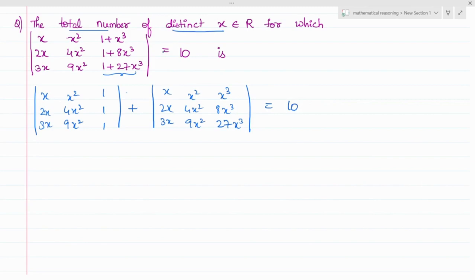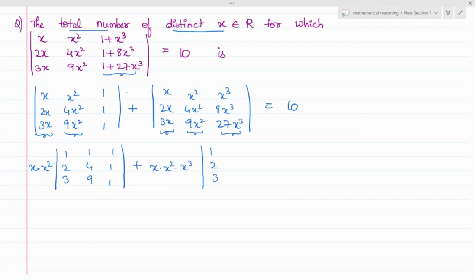From the first column you can take x common, and from the second column you can take x square common. So x into x square, with the remaining 1, 2, 3, 1, 4, 9, 1, 1, 1. Similarly here you can take x common, x square and x cube, and the remaining is 1, 2, 3, 1, 4, 9, 1, 8, 27, equal to 10.